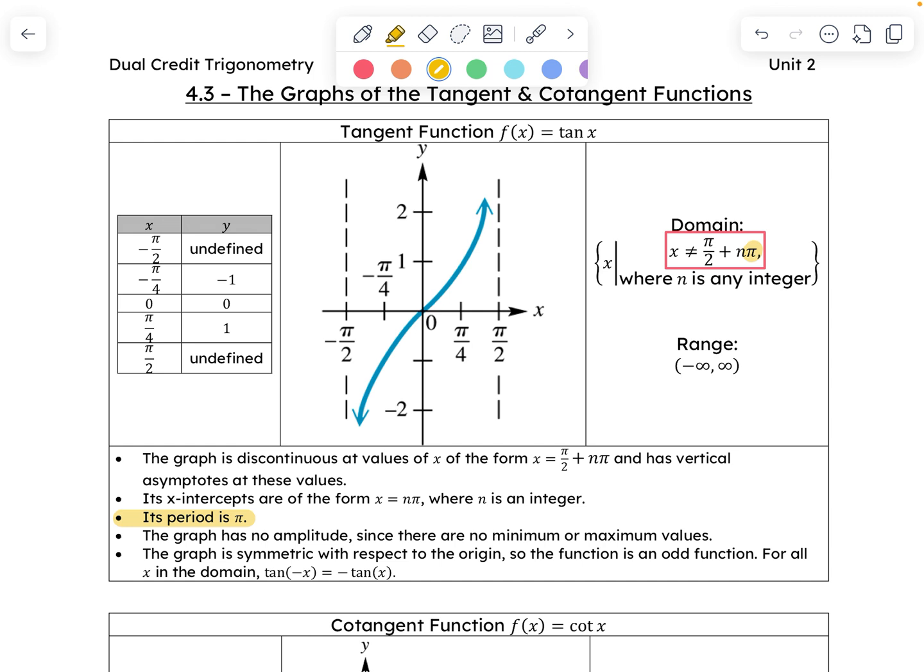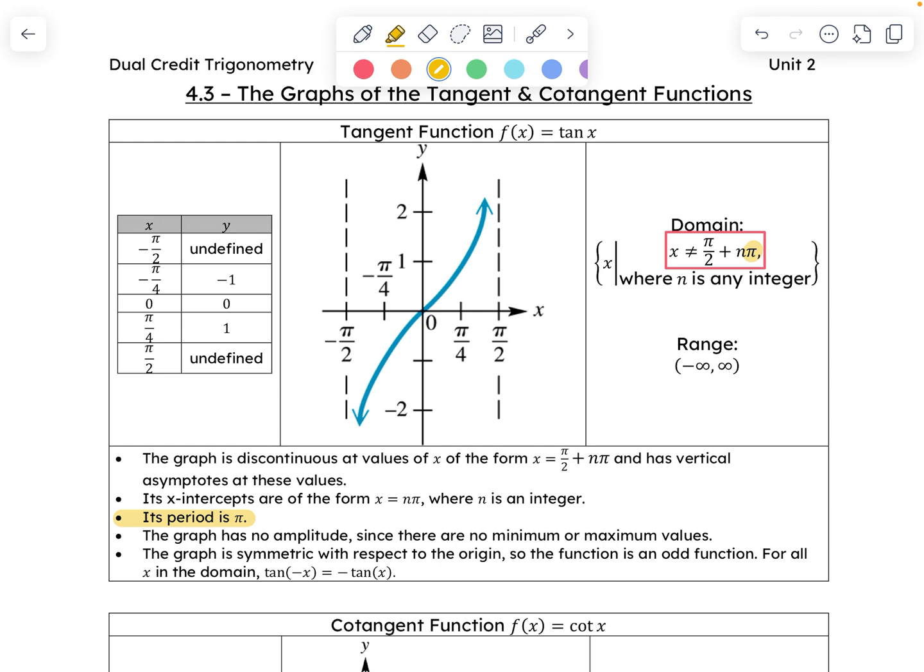So if we have the pi over 2, n is technically 0. So then we would add 1. Then that would jump up to pi over 2 plus pi, which would be 3 pi over 2. We could say n is 2 and keep following that pattern to find all of our other asymptotes.